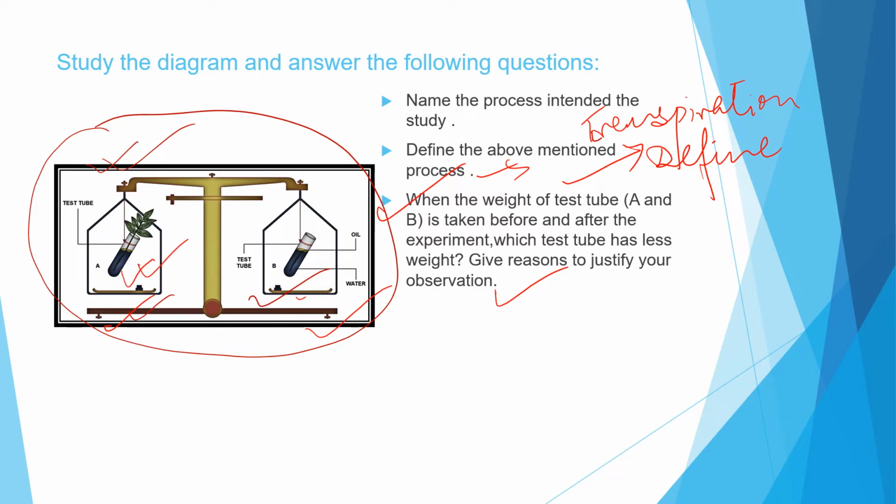This test tube will have less weight as it will lose water due to transpiration, and here there is no water loss as we have put a layer of oil, so no evaporation of water. Here also we have put a layer of oil, so no evaporation, but water is lost by the process of transpiration through the shoots as well as through the leaves. This is the reason why the weight of test tube A is lesser than that of B. So with logical reasoning, please try to explain these experiments, and you need to define here the process of transpiration.